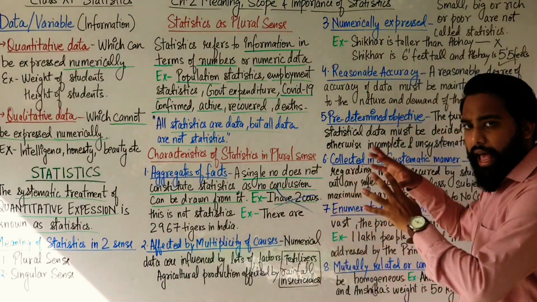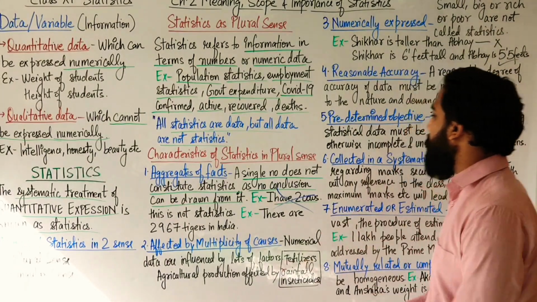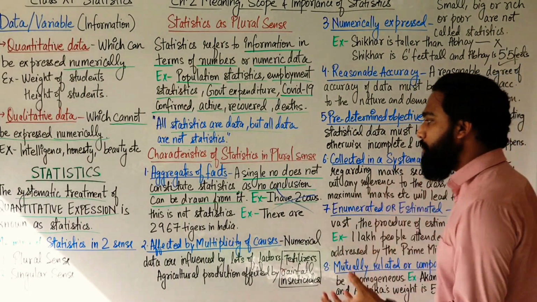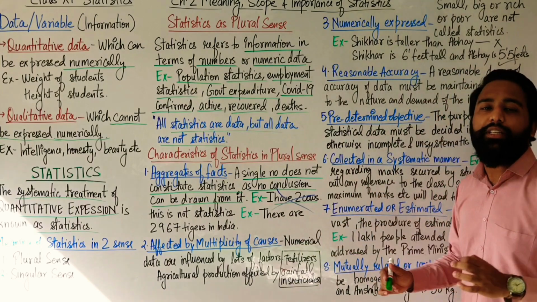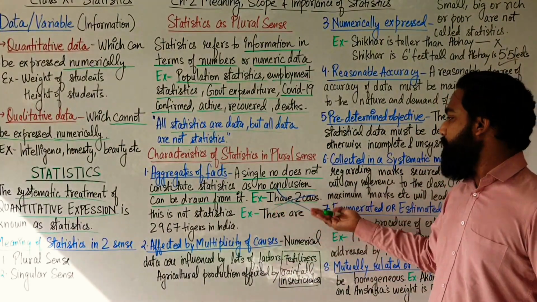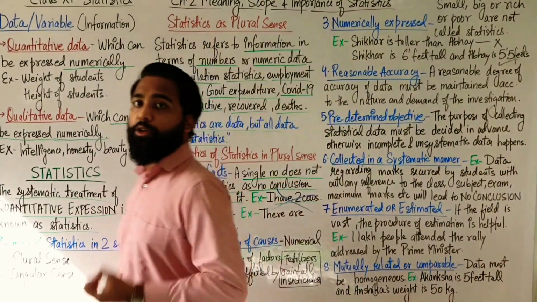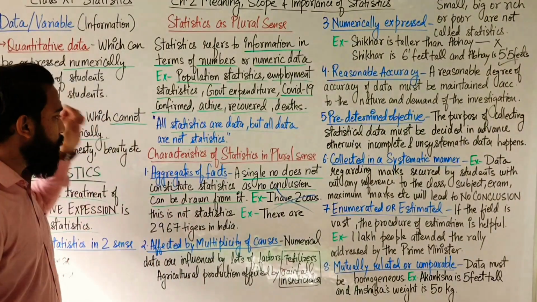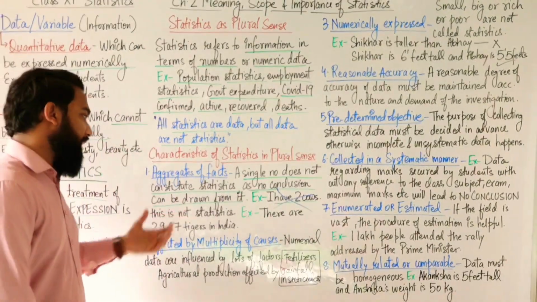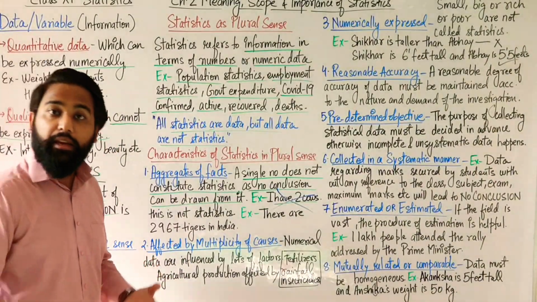Now, as we have understood that it is the aggregates of facts, it means a single number does not constitute statistics, as no conclusion can be drawn out of it. What can you say? I have 2 cows. What conclusion can you make? No conclusion, zero conclusion. That's why it should be the aggregate of facts. Just like there are 2,967 tigers in India.